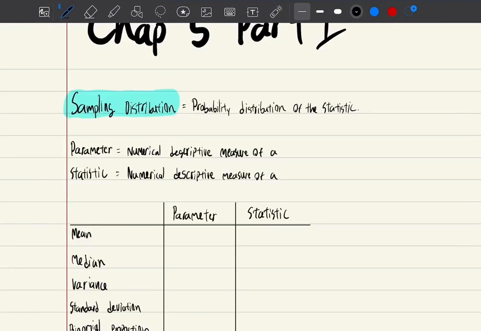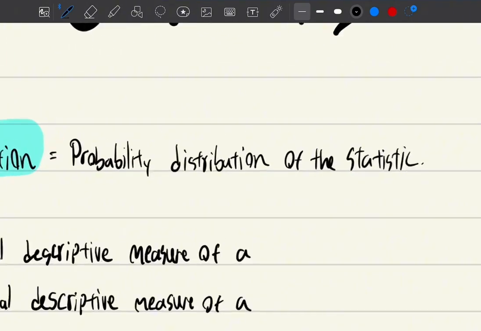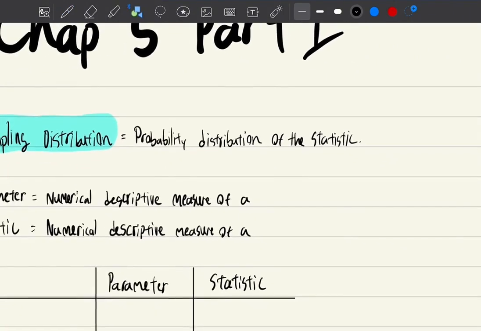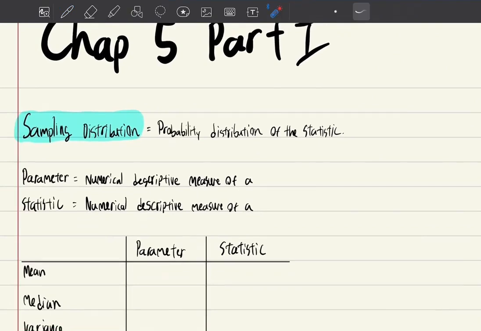Sampling distribution. The sampling distribution of a sample statistic calculated from a sample of n measurements is the probability distribution of the statistic. There's a probability distribution for the statistics.